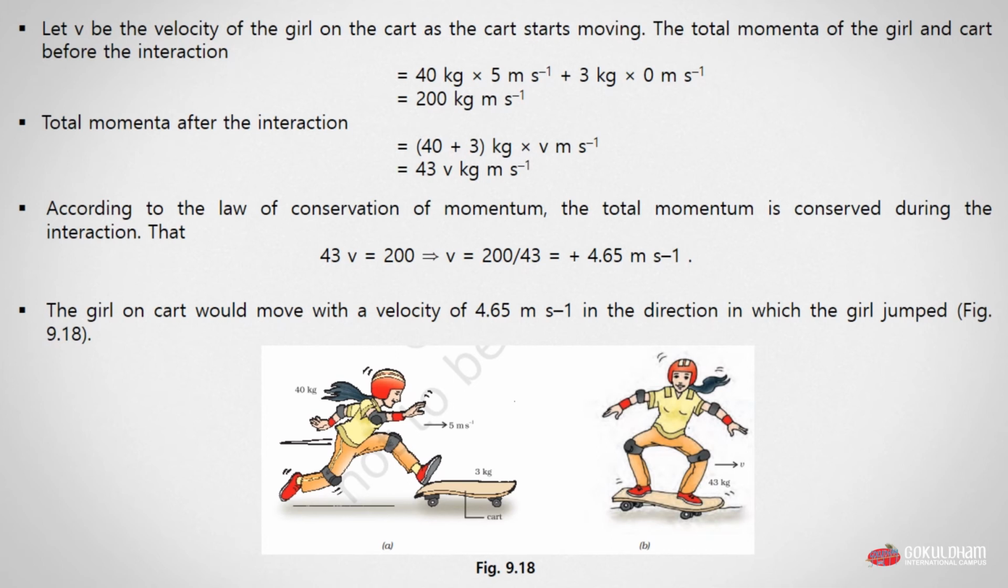So 40 plus 3 kg multiplied by v meter per second gives us 43v kilogram meter per second. According to the law of conservation of momentum, the total momentum is conserved during the interaction, so 43v equals 200. As 43 is in multiplication with v, when we take 43 to the right hand side, we get v equals 200 divided by 43, which gives v equals plus 4.65 meter per second. The girl on the cart would move with a velocity of 4.65 meter per second in the direction in which the girl jumped, as shown in figure 9.18. So our answer is 4.65 meter per second.